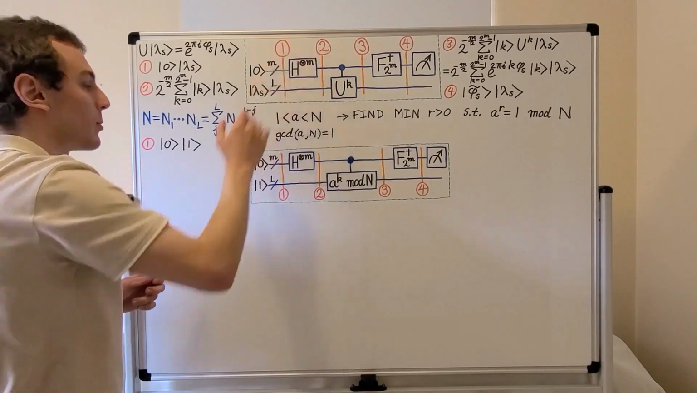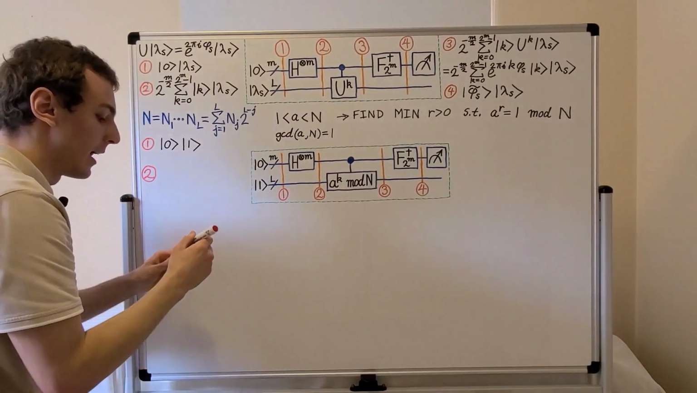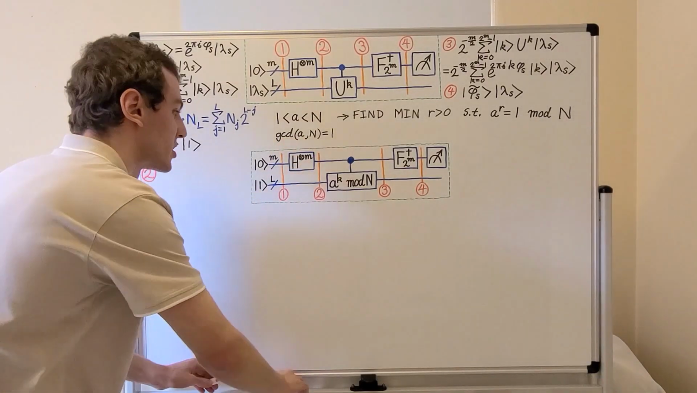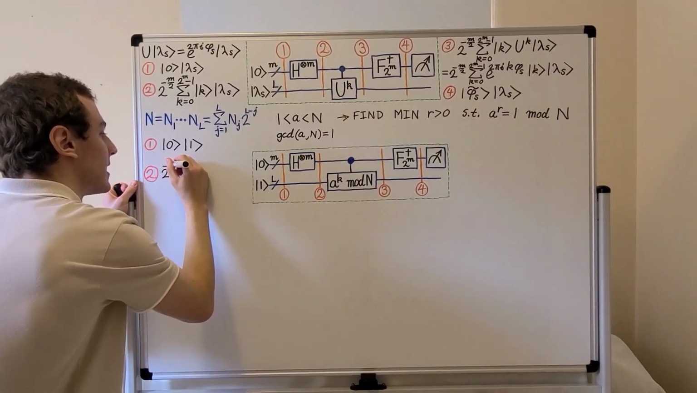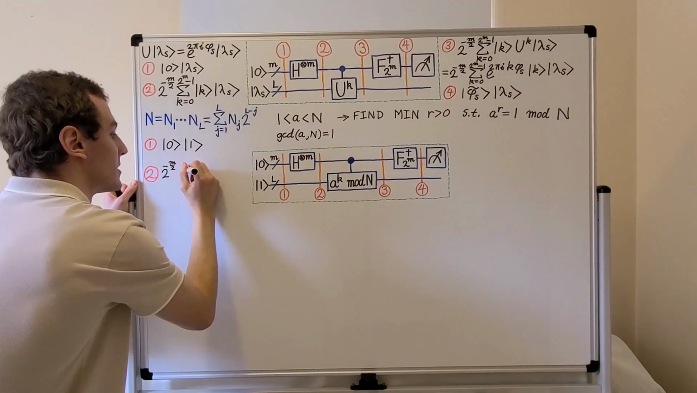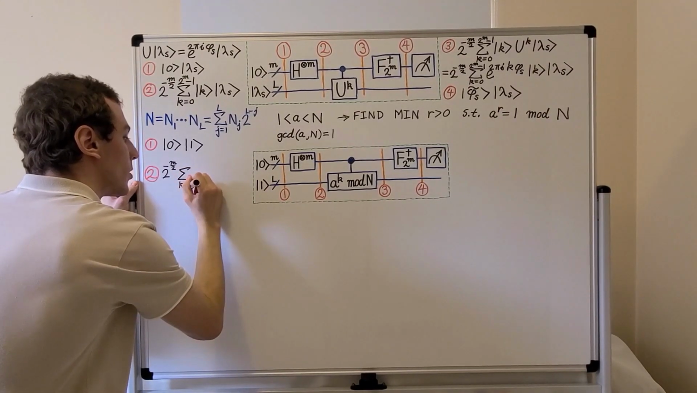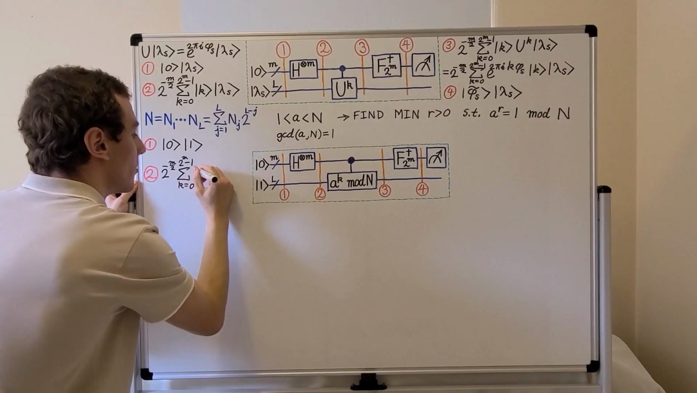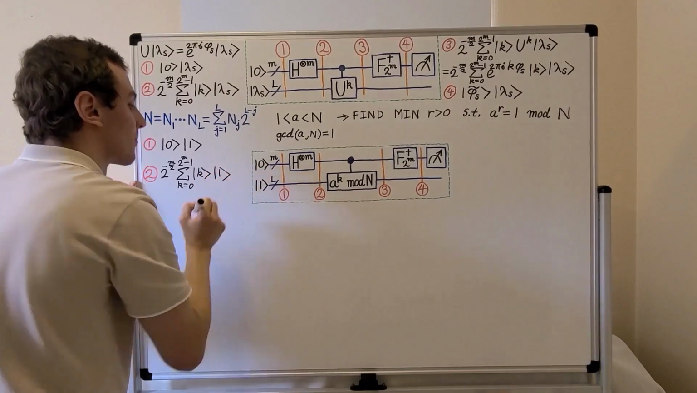That's the same step that we had up here. And what is this step going to involve? It's going to involve applying the Hadamard gate to all of the m qubits in the top register. And that's going to produce 2 to the minus m on 2 times the sum from k equals 0 up to 2 to the m minus 1 of ket k followed by 1.